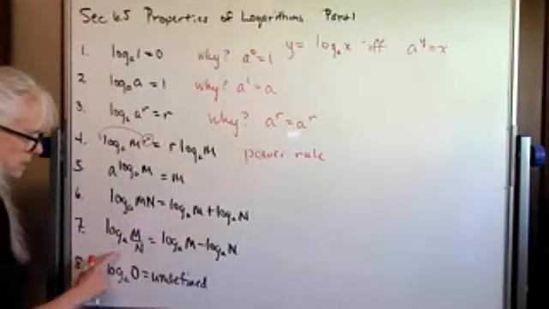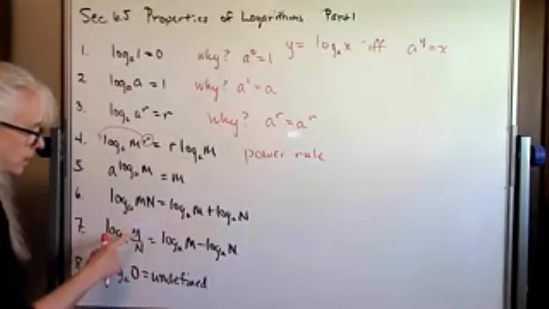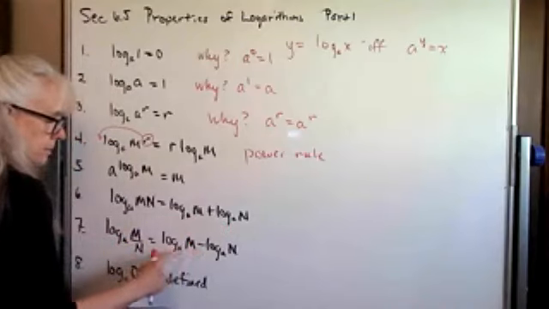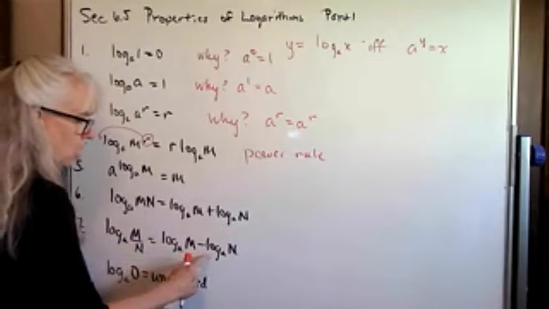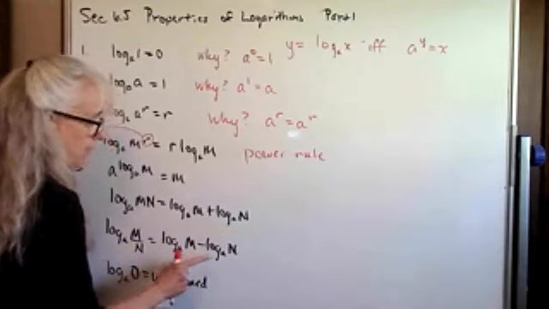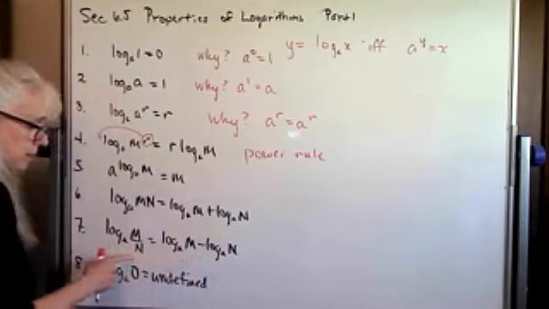We have log base a of m over n, that's a quotient. And if we have the log of a quotient, we can separate it using a difference of those two logarithms. So log base a of m minus log base a of n. So if I have a quotient, I can rewrite it as a difference. If I have a difference of two logarithms, I can rewrite it as a quotient.